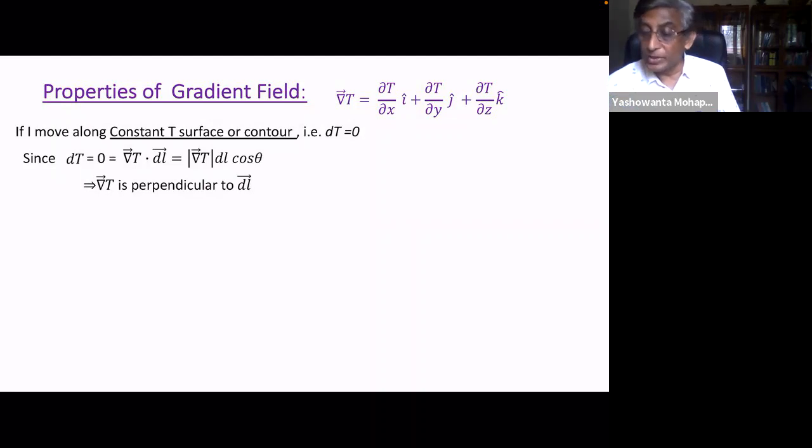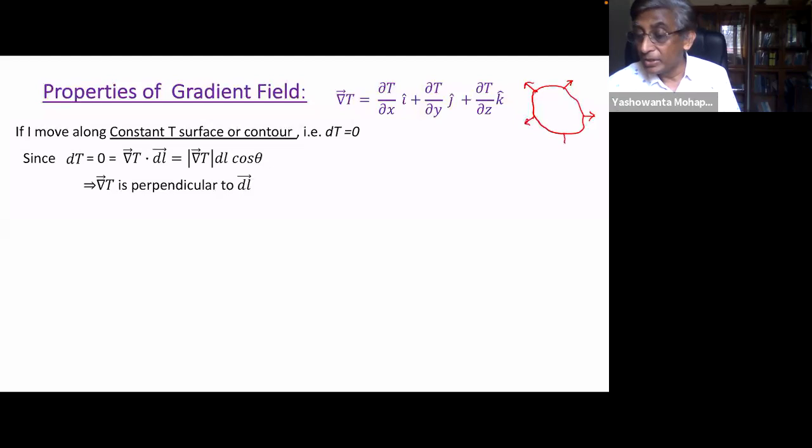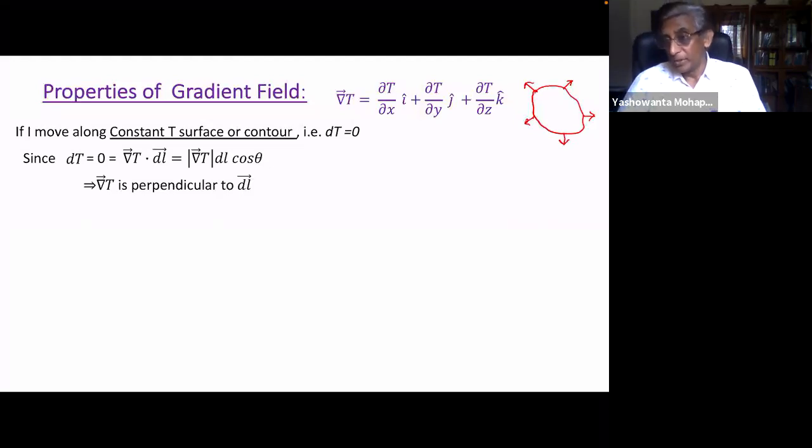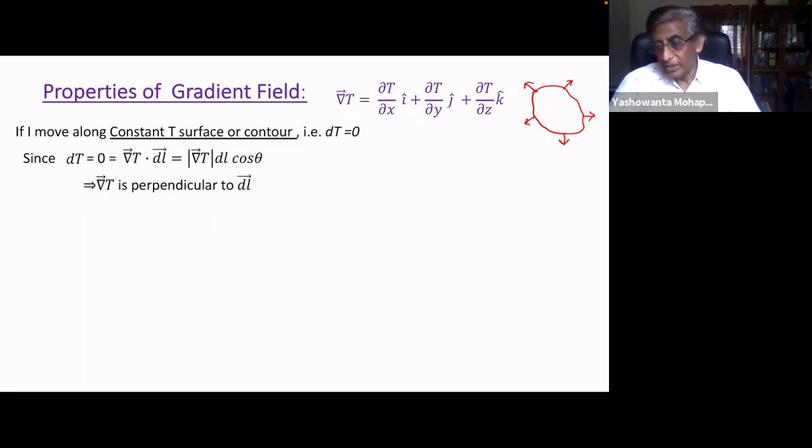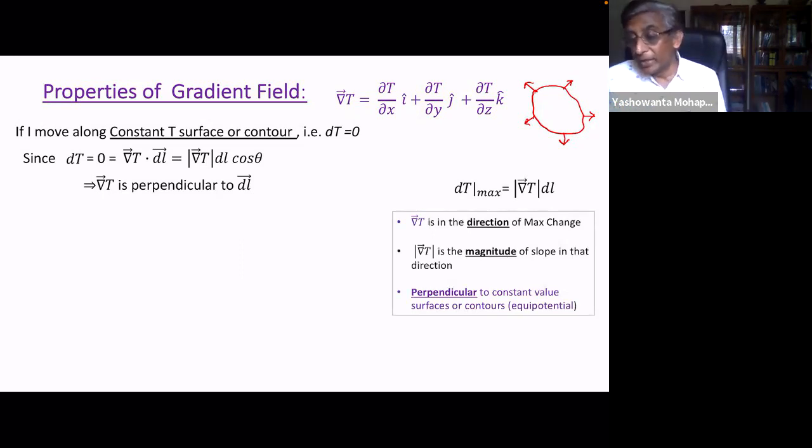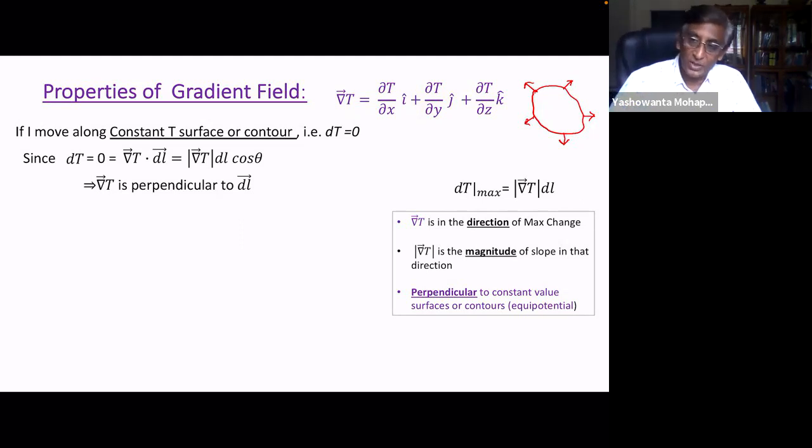So if it is a constant contour, for example a constant height, then grad t at any point would be normal to it, because dt is 0. That is one of the important properties. If it is a surface of constant quantity in 3 dimensions, or a line, then grad t would be perpendicular to dl. And dt max is of course grad t dl. So from the two properties that we have learned, grad t is perpendicular to constant value surfaces or contours, or equipotential surfaces or lines.